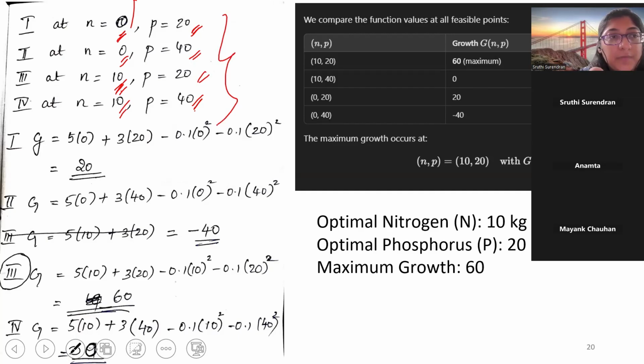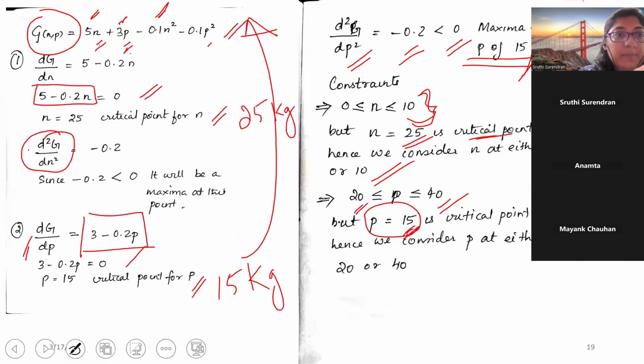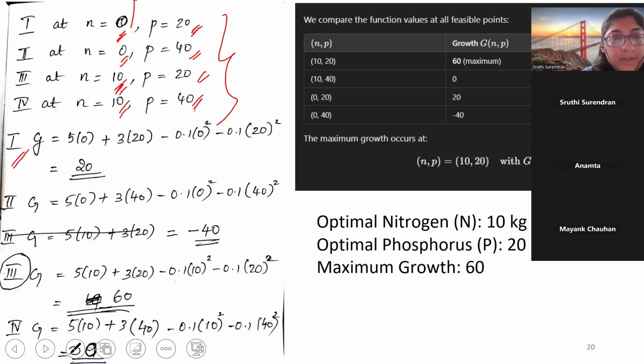So when we substitute for this first category, we solve it for this equation: 5n plus 3p minus 0.1n square minus 0.1p square. When you put n equal to 0 and p equal to 20, we get the answer as 20. So the growth of the plant when 0 nitrogen and 20 kilograms of phosphorus are given is 20.